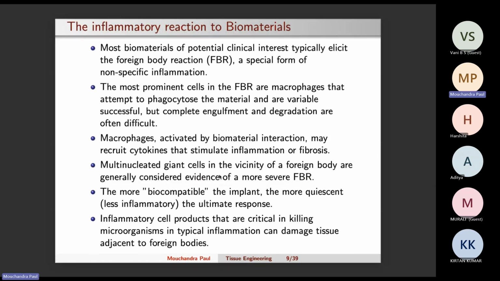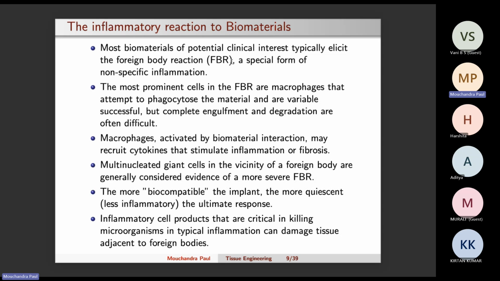Now, many implants which are made of the biomaterials which we discussed previously usually elicit a non-specific form of inflammation, which is called foreign body reaction. If you remember, we talked in the previous class about foreign body giant cells. These foreign body giant cells mediate this foreign body reaction. The prominent cells in foreign body reaction are the macrophages, and these macrophages fuse together and make the foreign body giant cell.